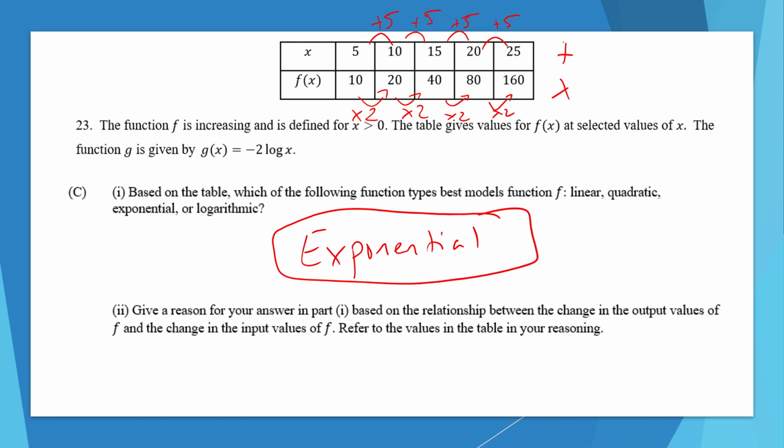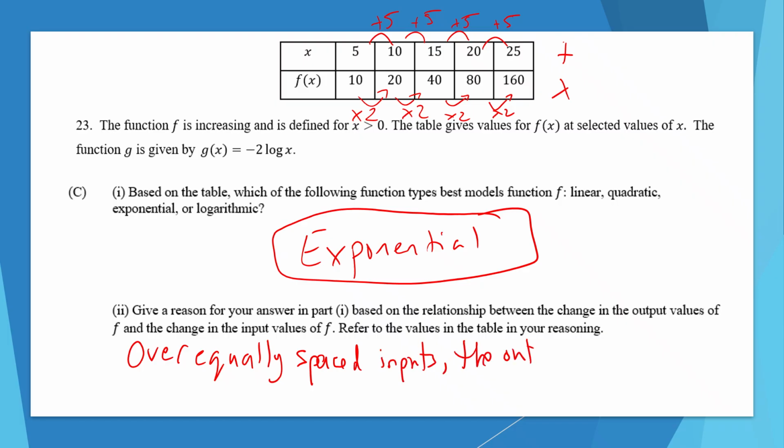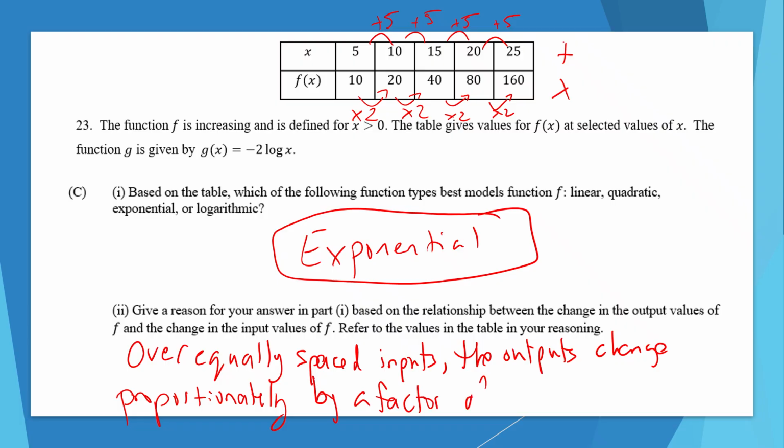So exponential, and then here, for our reason, we want to say over equally spaced inputs, the outputs change proportionately by a factor of, and then in this case, our multiplication rule is 2. So that is our factor.